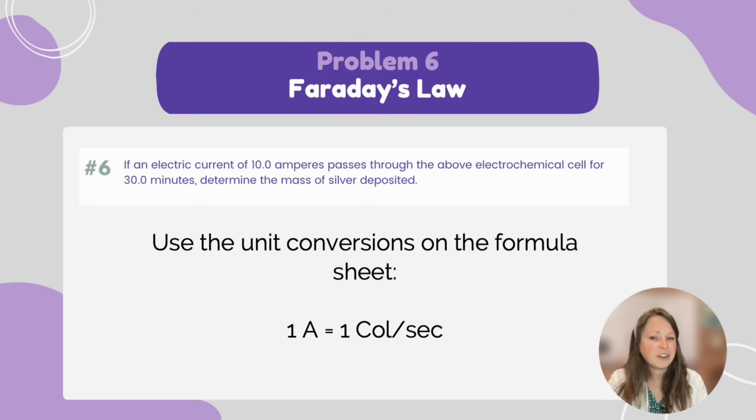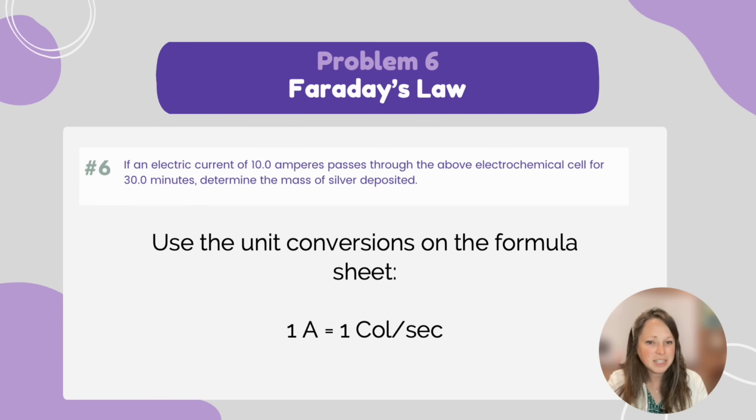All right, so Faraday's law, we could also see a question like this. We're going to be using a little bit of stoichiometry to figure out what's going on in that cell. In this case, we have an electric current of 10 amperes that passes through the cell for 30 minutes, and we want to determine how much silver is deposited at that electrode. So we're using unit conversions on that formula sheet. We're seeing that 1 amp is equal to 1 coulomb per second.